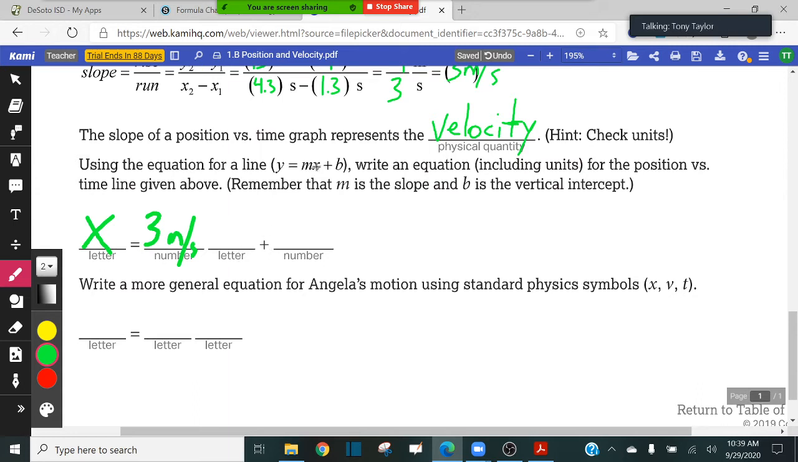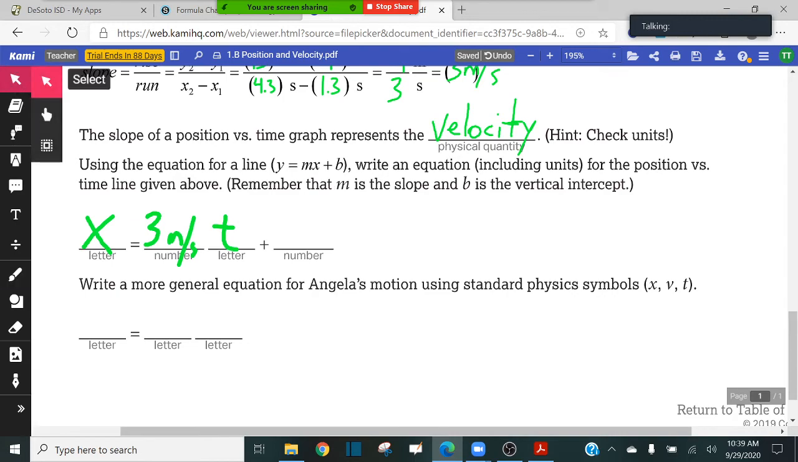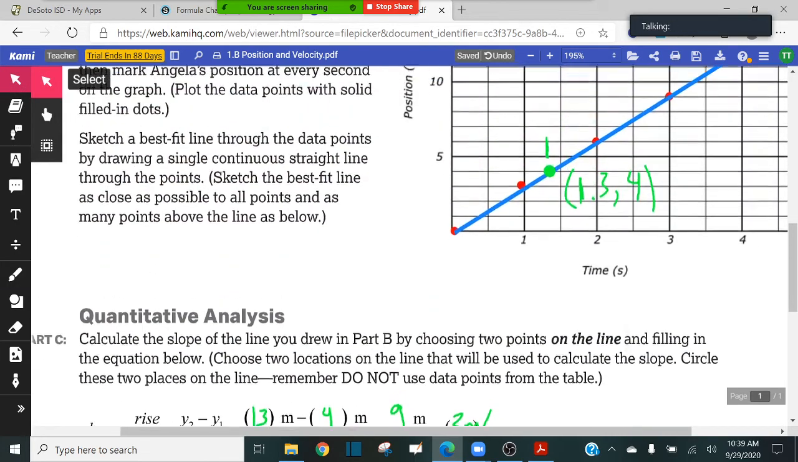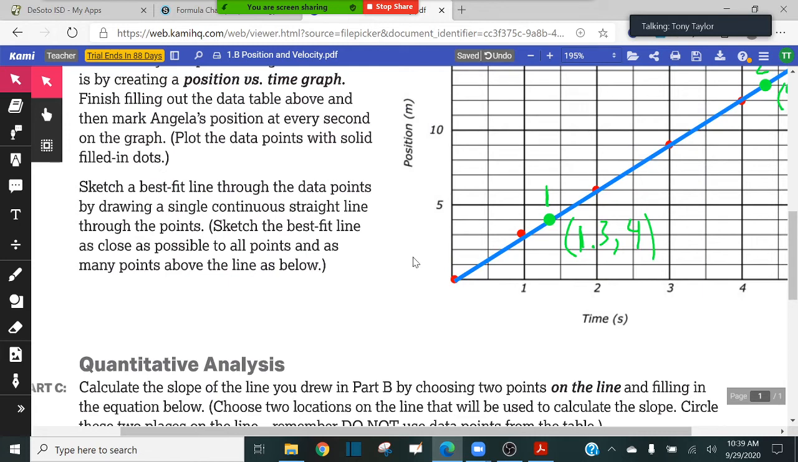Time. So that means we need to use little t here. Okay. So y equals mx plus b. And what is b? B represents our vertical intercept. In other words, it's our y-intercept. And if you guys notice, for this particular graph, the y-intercept is just zero.